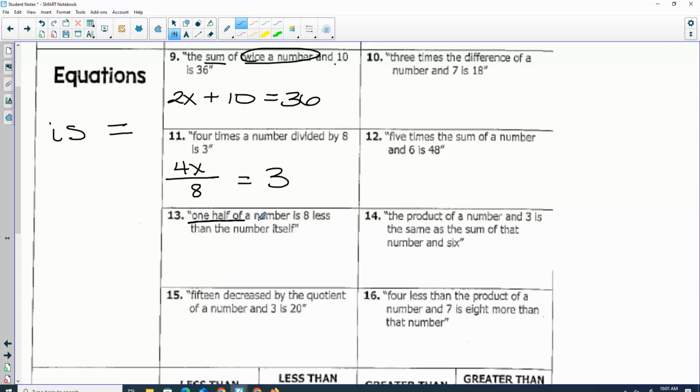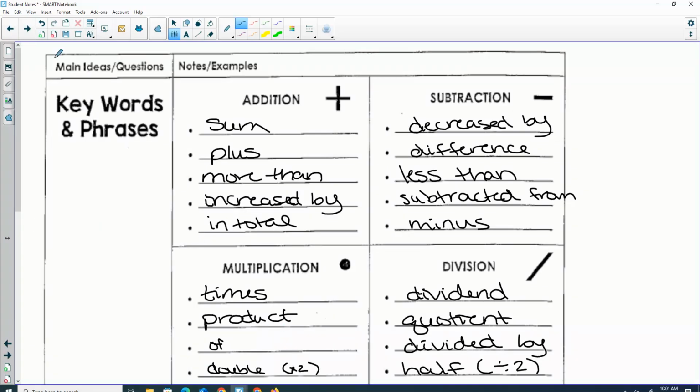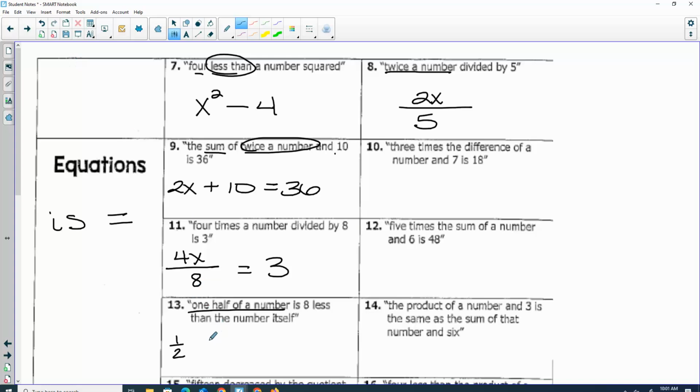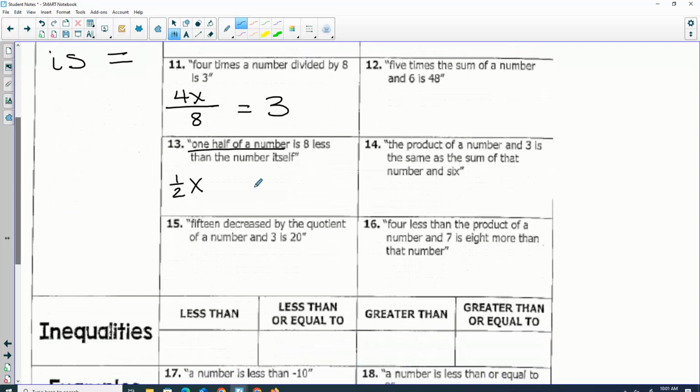How would I write 1/2 of a number? Okay, 1/2 is 1/2. Of means what operation? If you look back at your list, of was in our multiplication. So times a number, so 1/2 times x, is means equals 8 less than. Less than is a turnaround phrase, so something minus 8, the number itself. So my number minus 8.